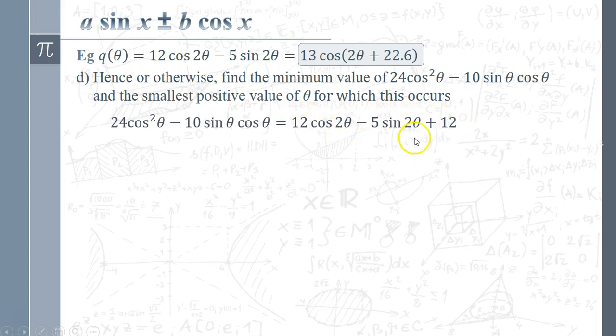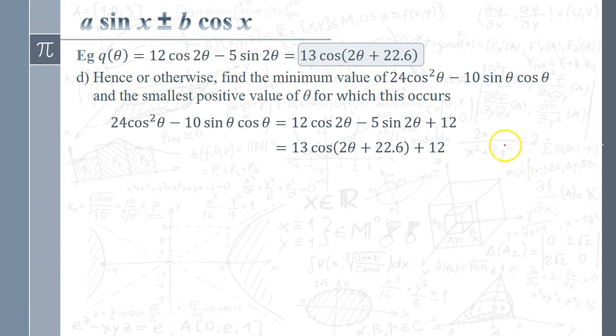And it's no coincidence that we've got the 12 cos 2 theta minus the 5 sine 2 theta. That's the initial expression that we started off with, and we know that's the same as 13 cos(2 theta plus 22.6). So yet another replacement allows us to do that. The key idea behind this question is that now we've got it like that, we can start finding minimum values. On these questions, you're not expected to start differentiating. There's a much easier way of doing it, and it's just about understanding the cos curve.